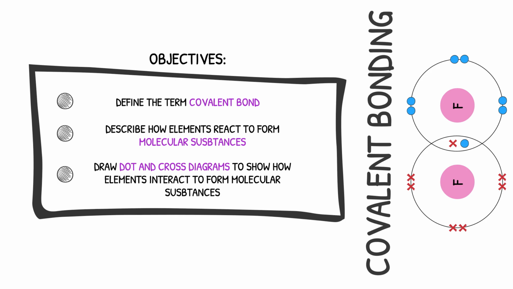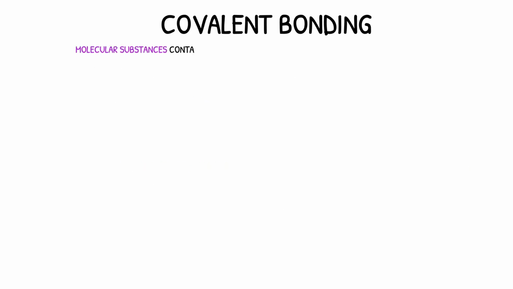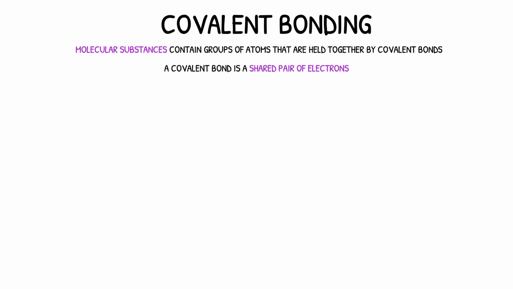So, let's go. Molecular substances contain groups of atoms that are held together by covalent bonds. A covalent bond is a shared pair of electrons, and these bonds are formed when two or more nonmetals share their electrons to achieve a full outer shell. With a full outer shell, the atoms become stable.